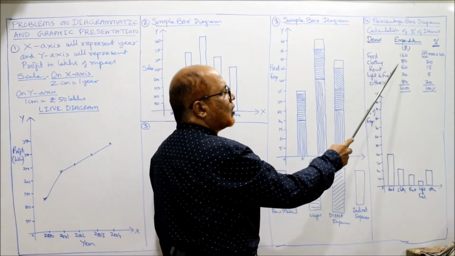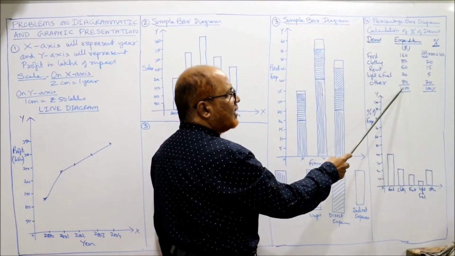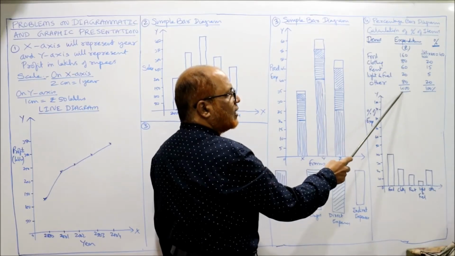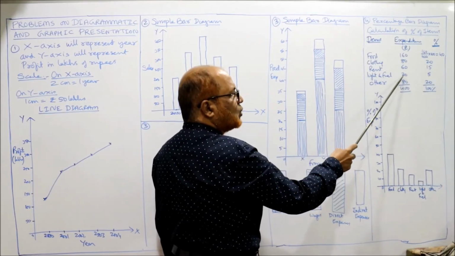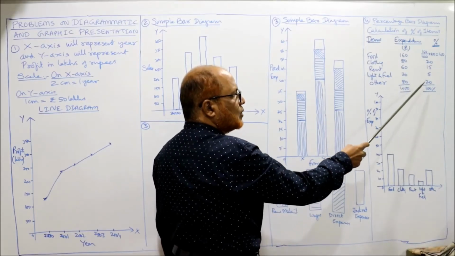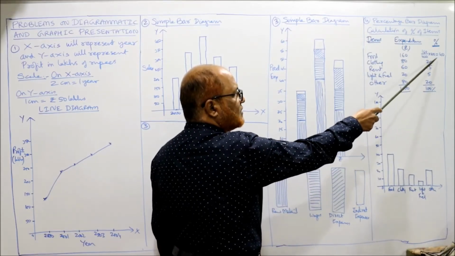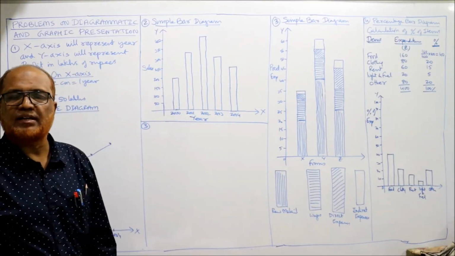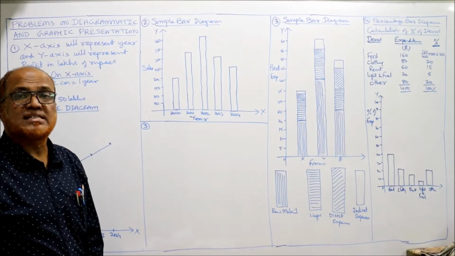Similarly, clothing: 80 by 400 into 100, 20. 60 by 400 into 100, 15. 20 by 400 into 100, 5. 80 by 400 into 100, 20. If you add up the percentages, you will get 100%. So we have converted the actual data into percentages.